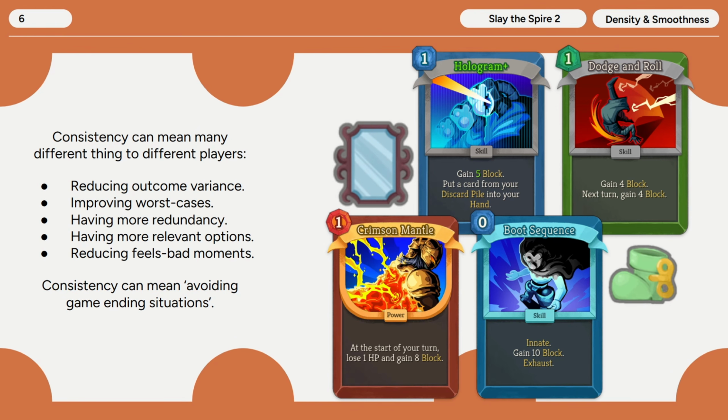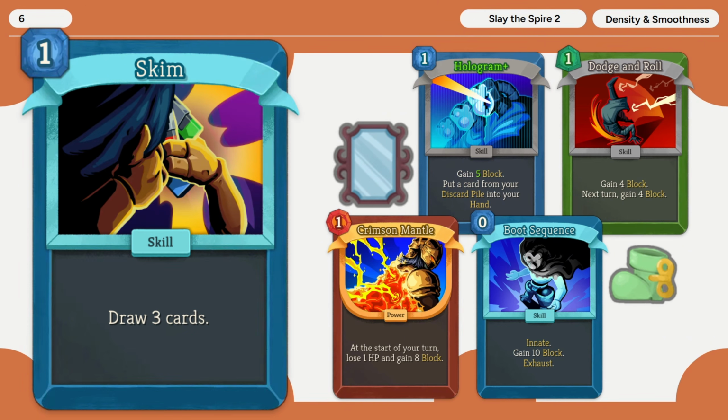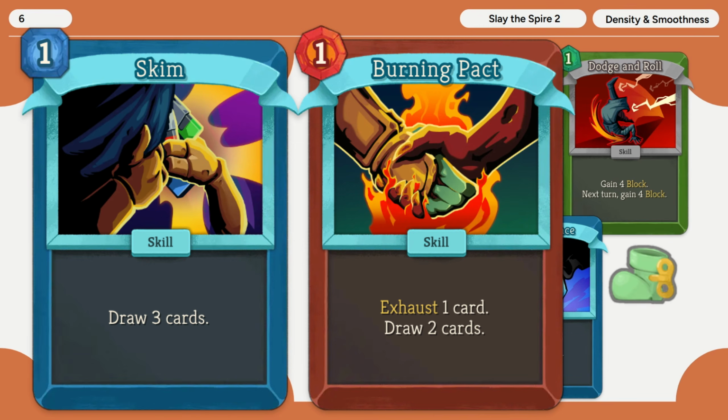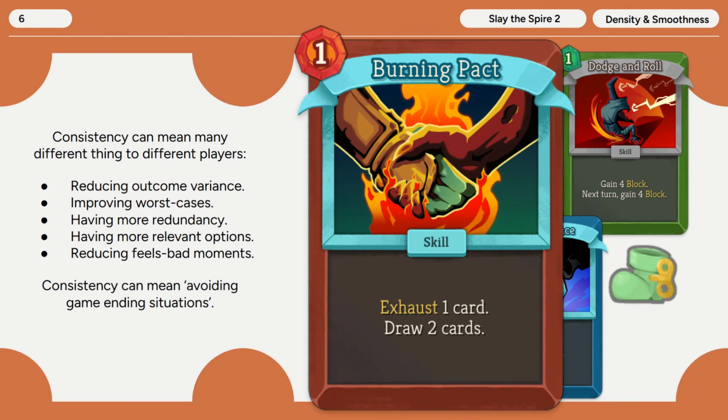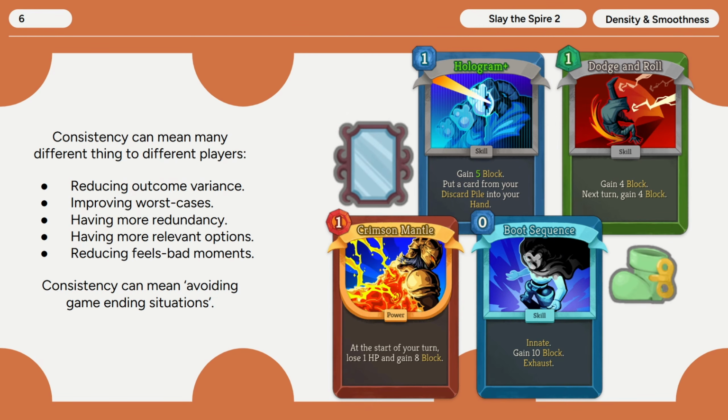card like Crimson Mantle. You could have more redundancy with effects like Hologram, or with Dolly's Mirror giving you additional copies of a card, or you could have more relevant options to choose between with cards like Skim, or cards like Burning Pact, which let you draw more cards to your hand. More relevant options means that you can choose a stronger play pattern, thereby mitigating your worst case scenarios.